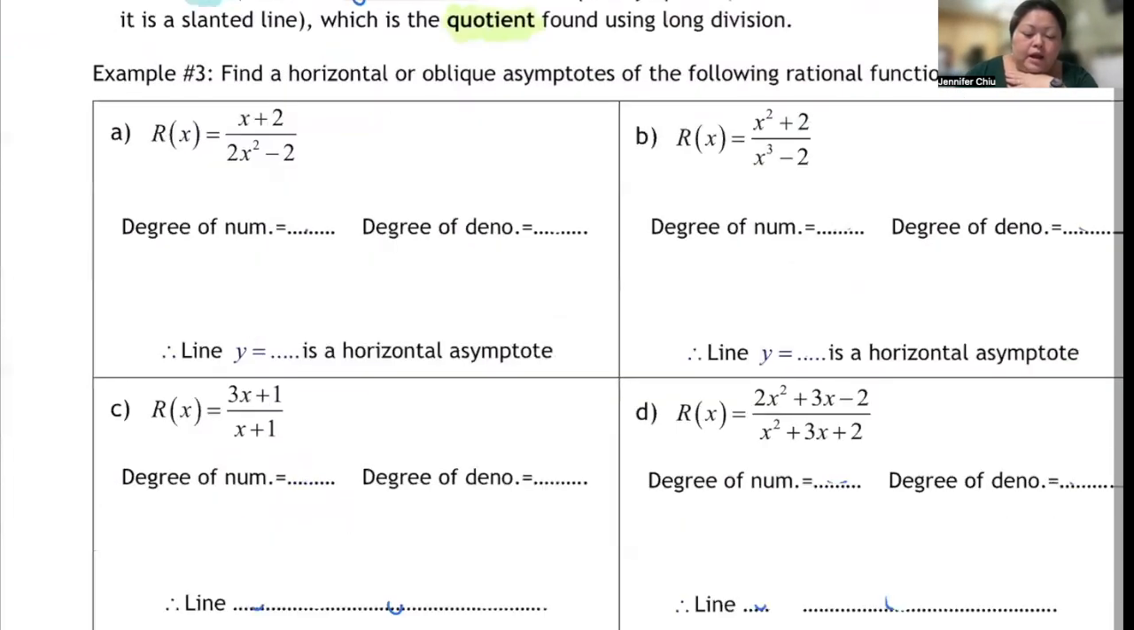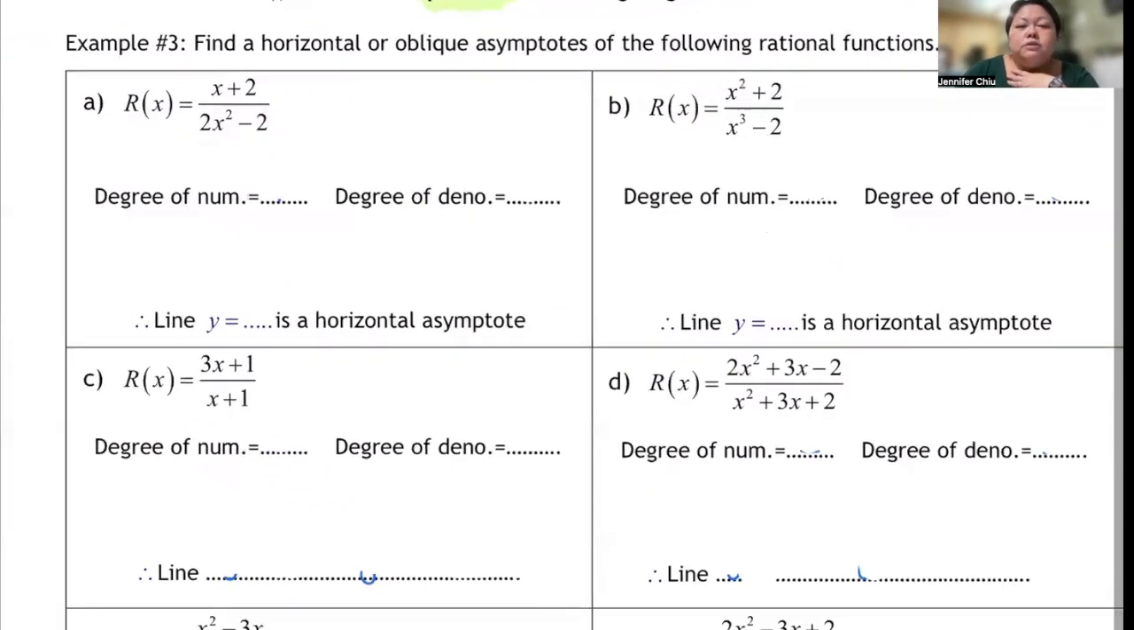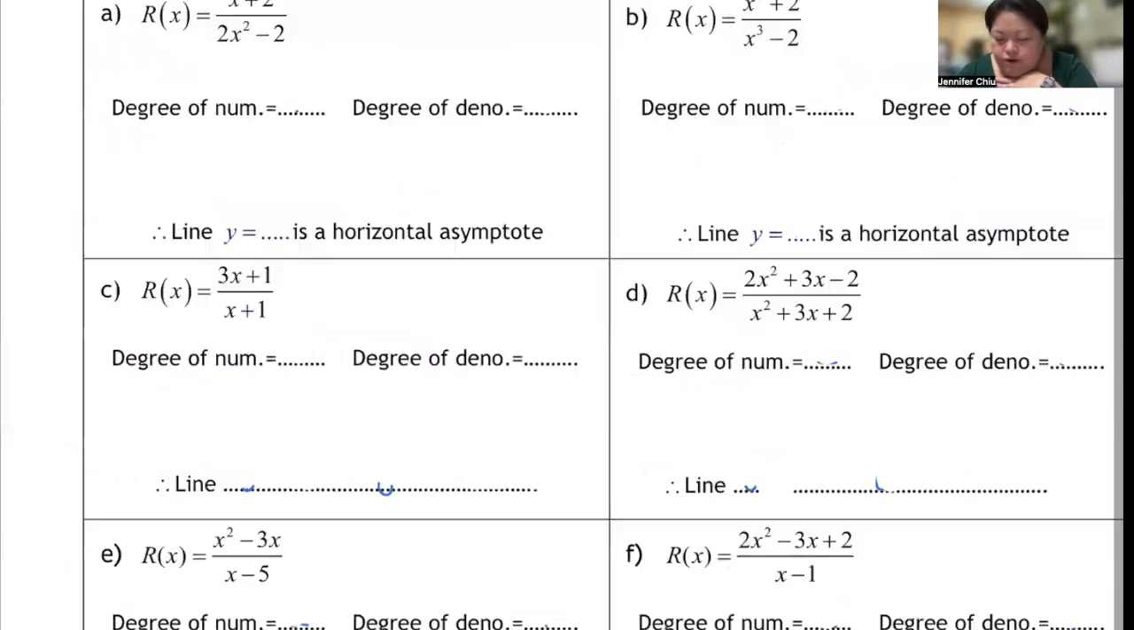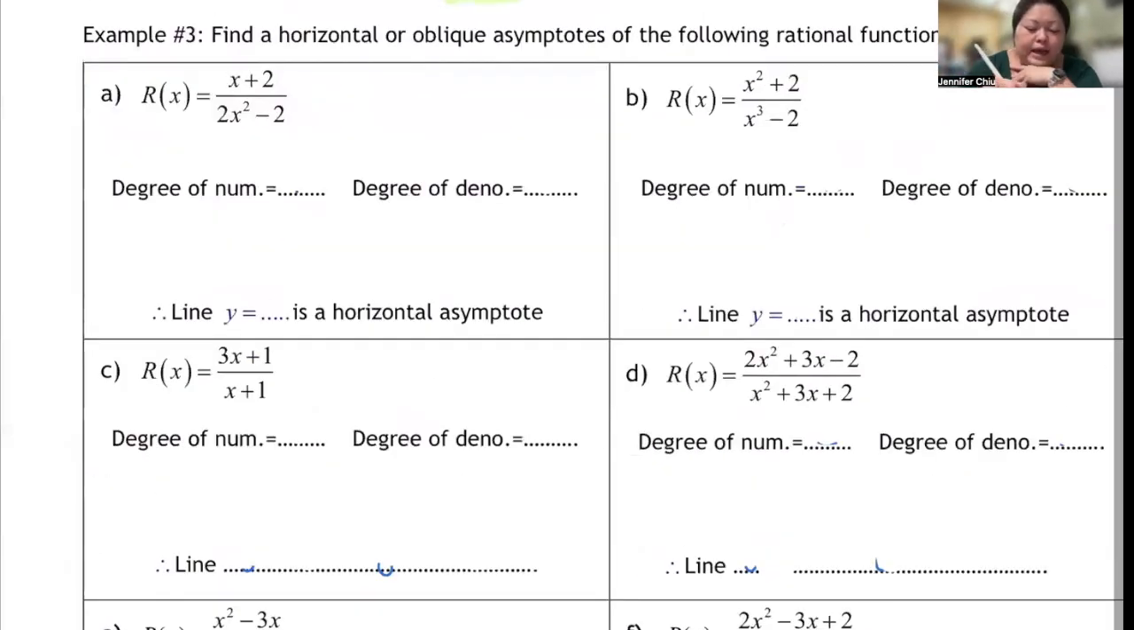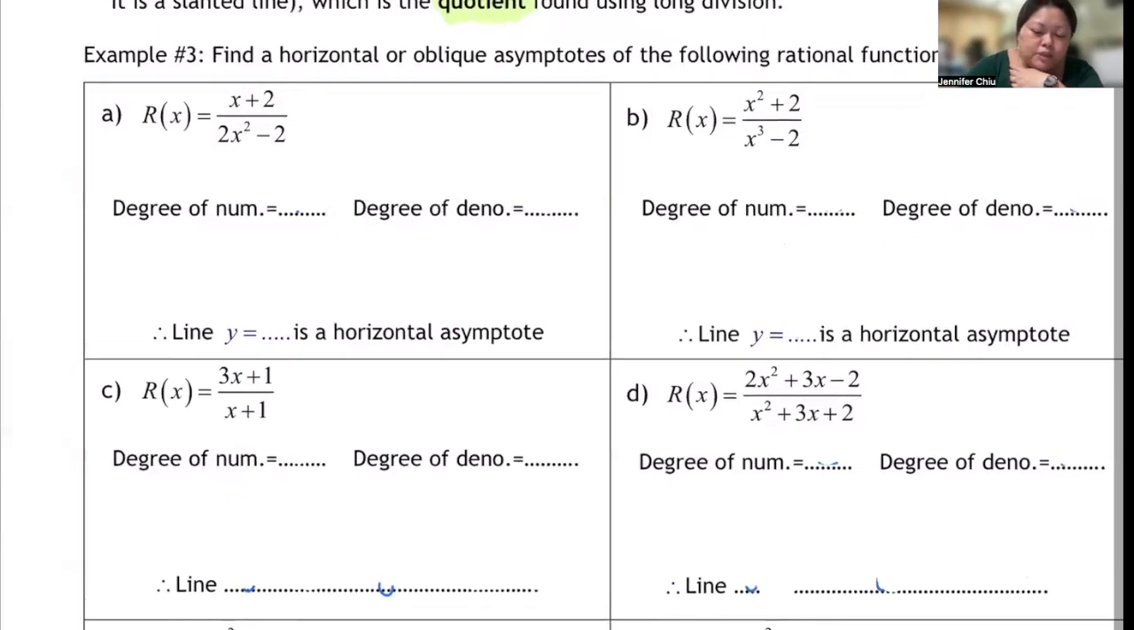Okay. All right. So in this case, what I'm going to do next is go over the A part and then you're going to do the B part, right? So we're going to do example 1 each. First one here, you see that the top degree is going to be 1, because the highest power is 1. The degree of the denominator is going to be 2 because the highest power is 2. So since 1 is less than 2, y equals 0 is your horizontal asymptote.